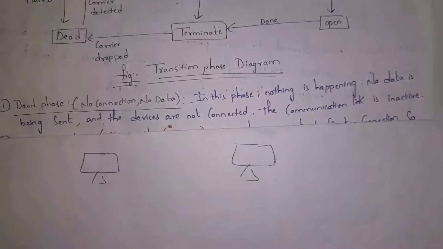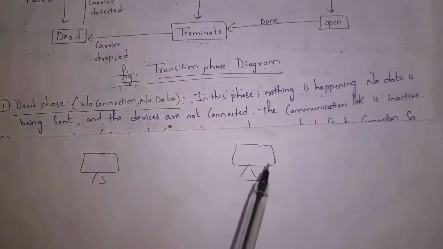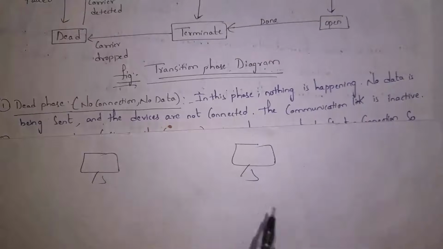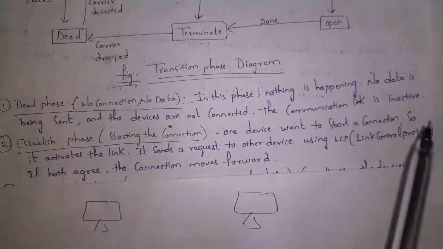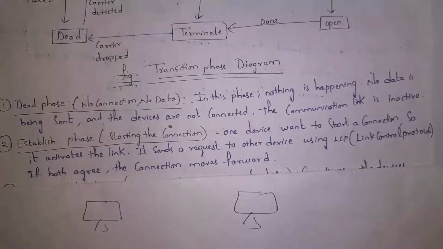Guys, in the dead phase, there are two computers. But these computers are not connected to each other and they are not transferring data. As there is no communication link between these two devices, the communication link is inactive. This is the dead phase. And the second phase is the established phase. One device wants to start a connection, so it activates the link. It sends a request to the other device using LCP, that is link control protocol. If both agree, the connection moves forward.